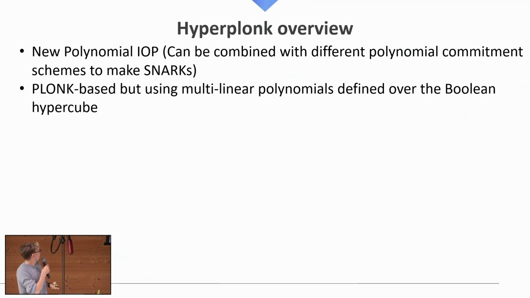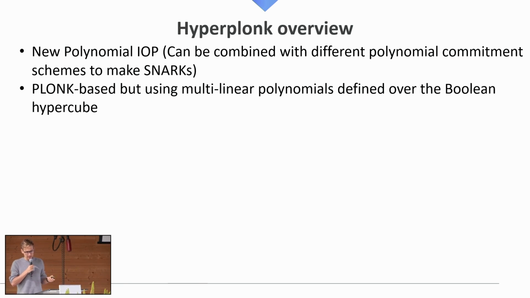Okay, cool. So what is Hyperplonk? Hyperplonk is a new polynomial IOP, which is a key component. I'll talk a little bit in a second about what polynomial IOPs are, but it can be combined with any sort of polynomial commitment scheme. So KZG's polynomial commitment scheme, something like bulletproofs, something FRI-based, and if you combine them, you get a new, different snark. And depending on what polynomial commitment scheme you use, you get different properties for the snark.